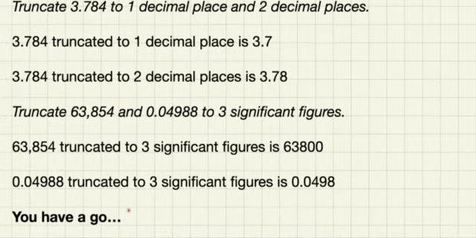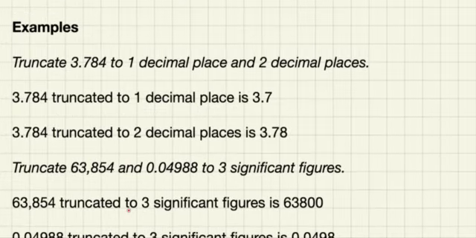So these are some examples. If we were asked to truncate this number 3.784 to 1 decimal place and to 2 decimal places, then we just apply the principles we've been through. So this is the first decimal place. If we were to truncate it to there, then the answer would be 3.7.